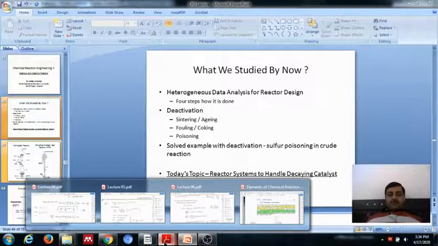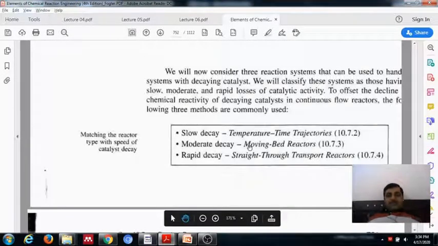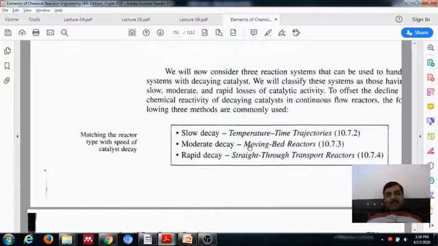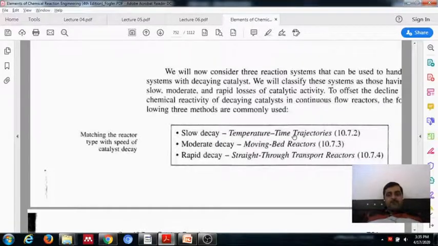So we start with lecture number 4. There are 3 different systems that handle this deactivation in different ways. When you have a very slow decay rate, we prefer to have temperature time trajectories. When we have a moderate decay, we have moving bed reactors. And when we have a very rapid decay, we go for STTR, or straight through transport reactors.